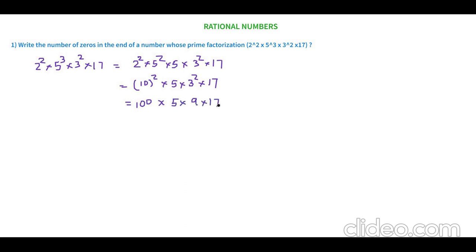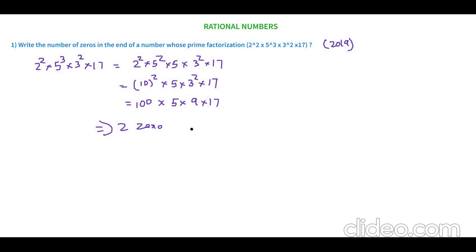So now when you multiply this, clearly we can see that there are 2 zeros. So in this question, what is the answer? The question is write the number of zeros. So there are 2 zeros in this answer. Very simple, need not simplify. You can directly write this as 2. So this question was asked in the 2019 paper. So it's very important, and this is a very easy question. So there are 2 zeros.